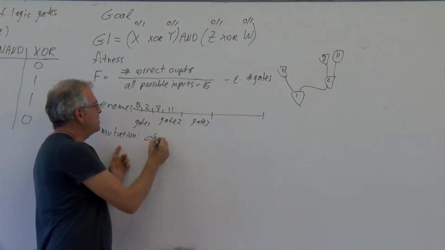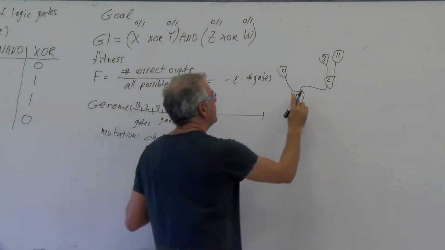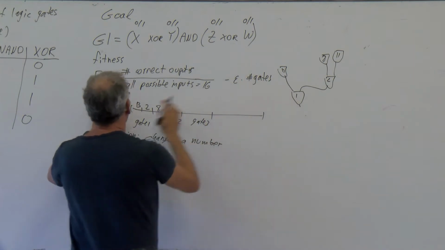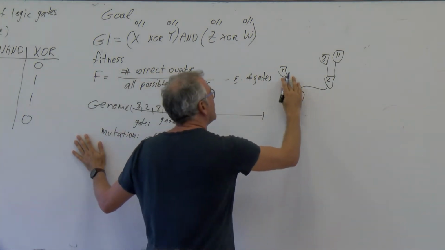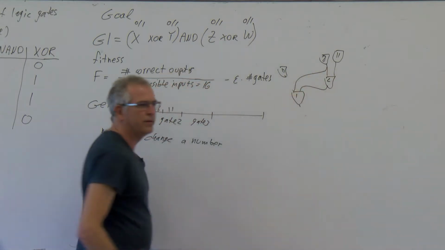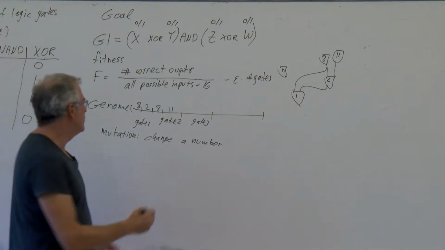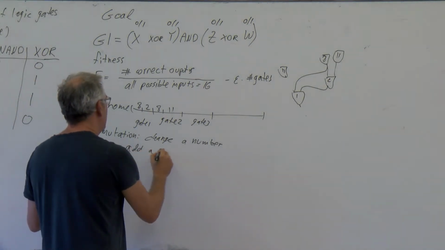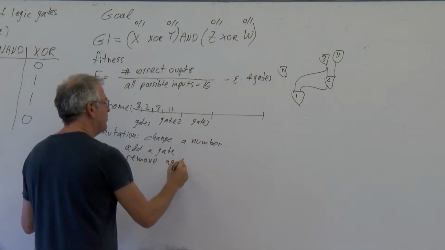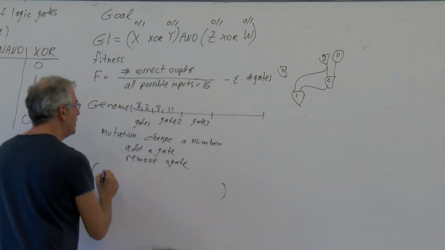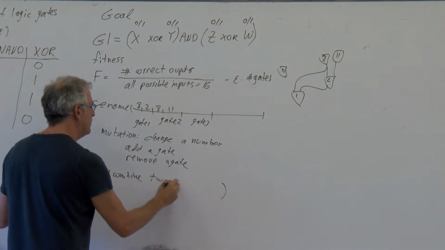A mutation is to change a number. So a mutation is like this. Now gate number one, let's say I'm going to change this number from 13 to 8. And now gate number one gets an input also from gate number 8. That's a mutation. I can also add a gate, remove a gate, and for advanced students, sometimes I can recombine two genomes.